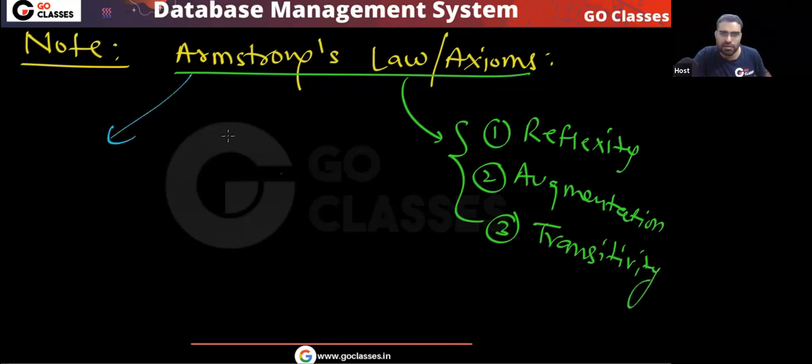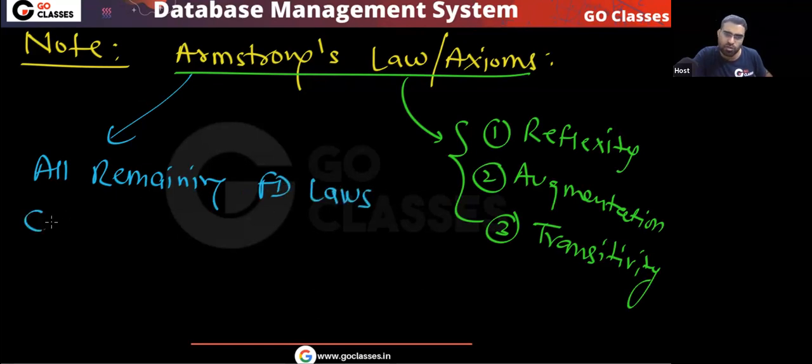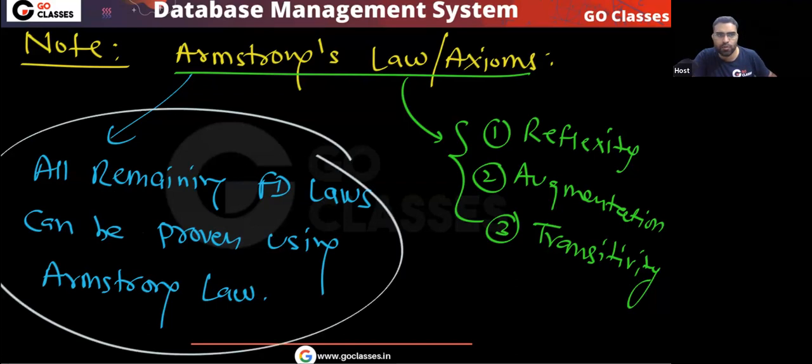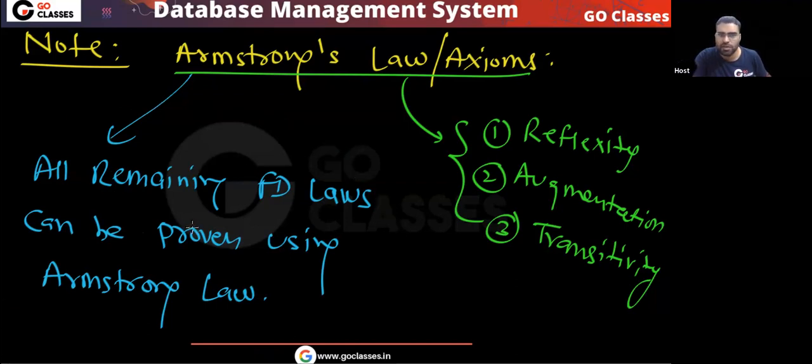Now remember, you can use these Armstrong laws and you can prove any other law. All remaining functional dependency laws can be proven using Armstrong laws. That is the reason these are special, because all other remaining laws you can prove using these Armstrong laws. Okay, is this clear? Tell me.